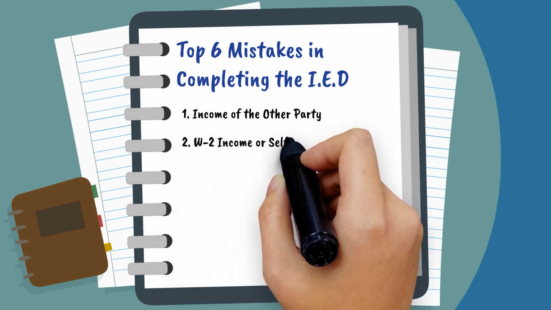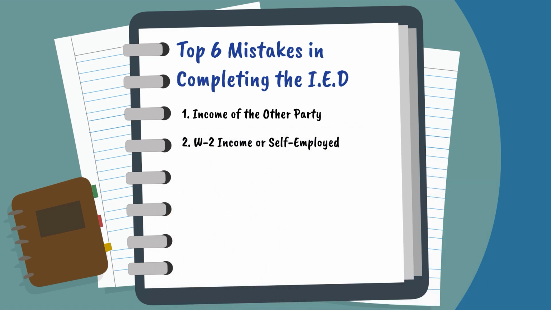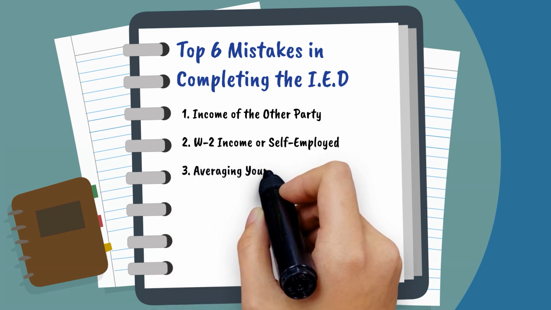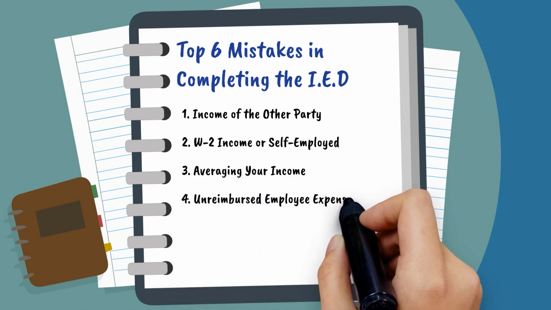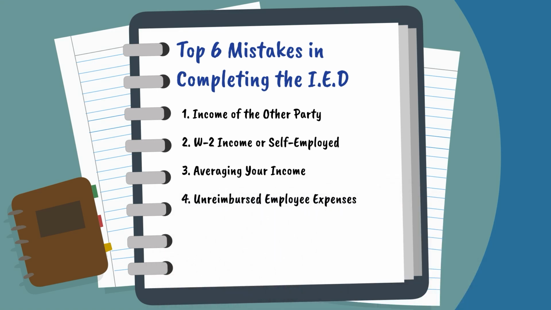Number 2 is listing your income as a W-2 or self-employed or a hybrid of both. Number 3 is averaging your income if you're not a W-2. So if you have fluctuating income, you want to average your income and reflect that on your income and expense. Number 4 is reflecting unreimbursed employee expenses. If you're an employee and you actually spend money to keep your job, you want to show that.